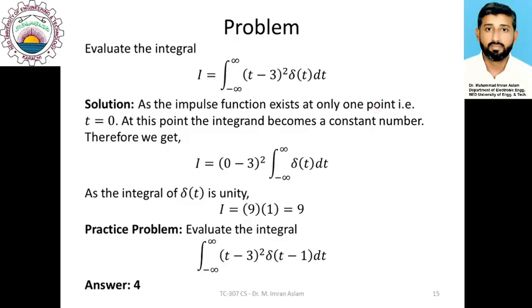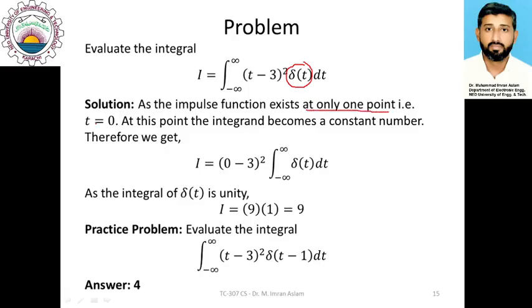So at this point I would take a simple problem to show how we incorporate this impulse function in different types of calculation. Say, for example, I want to evaluate an integral which involves this impulse function delta t. So we have an integral with limits from minus infinity to plus infinity, (t minus 3) squared delta t dt.